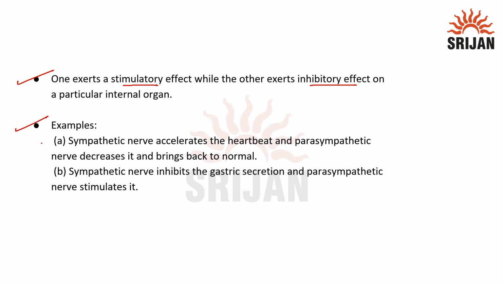The first example is that the sympathetic nervous system accelerates the heartbeat, that means it increases the heartbeat. But when the parasympathetic nervous system acts, it decreases the heartbeat and brings it back to normal. So this is the opposite effect. The next one is that the sympathetic nervous system inhibits gastric secretion, but the parasympathetic nervous system stimulates it. Again, we can see that it is an antagonist effect. So this is about the sympathetic nervous system and parasympathetic nervous system.